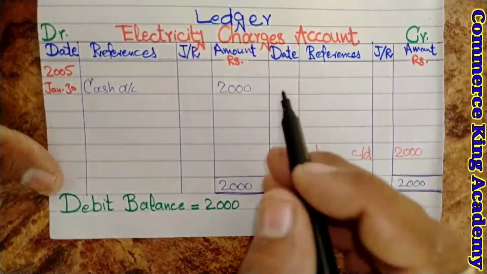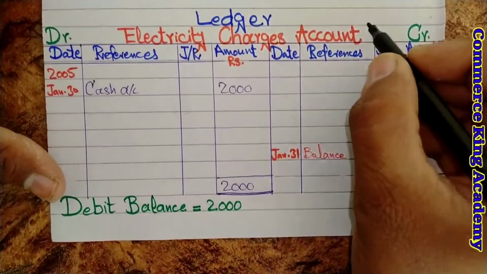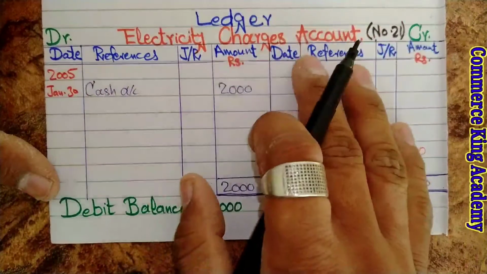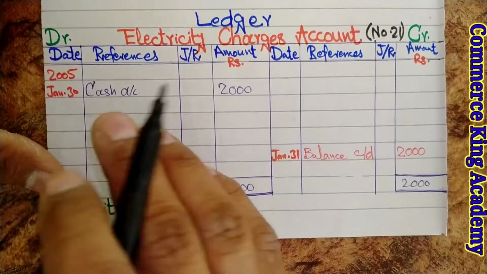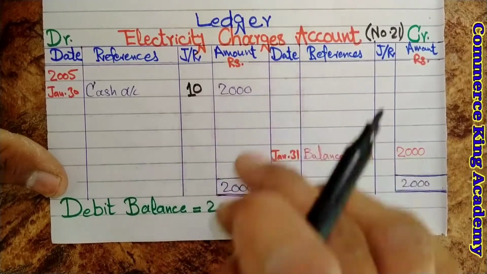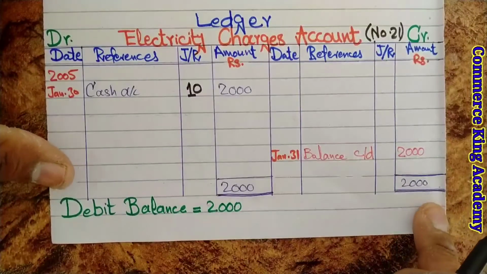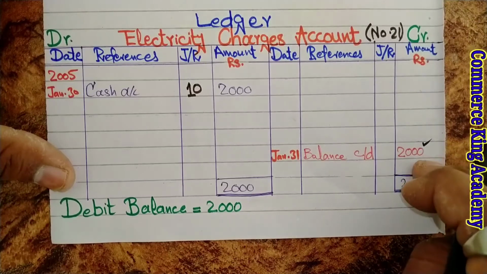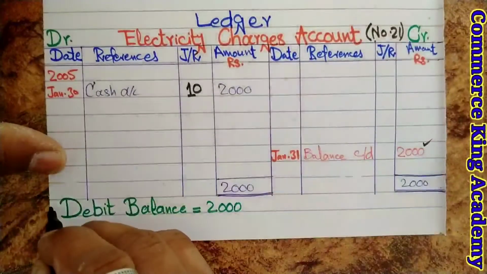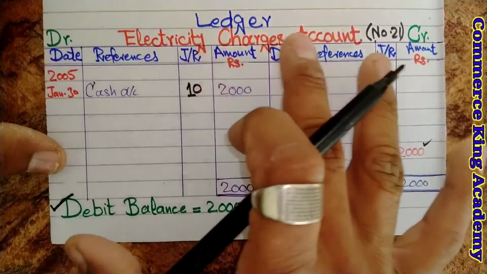This is a ledger account of electricity charges account, ledger folio number 21, debit side, credit side. Electricity charges account is debited by cash account on date Jan 30th. Journal reference number is 10, 2000. We have totals on debit and credit sides, and we find the whole balance of 2000 rupees on the credit side. So the debit side is heavier than the credit side, so the debit balance of electricity charges account is 2000 rupees.